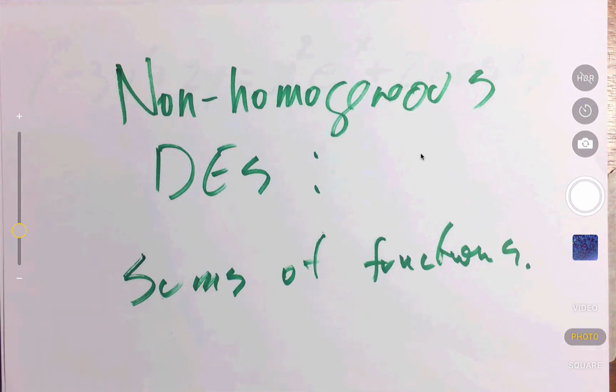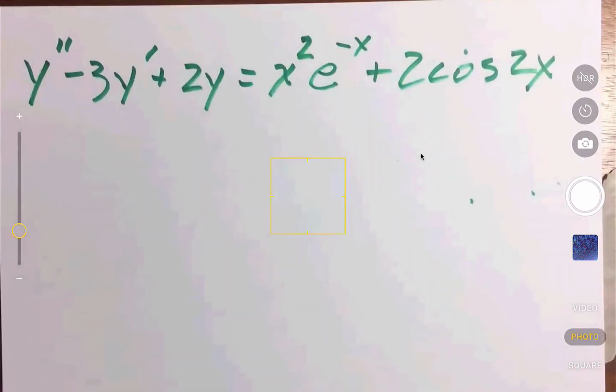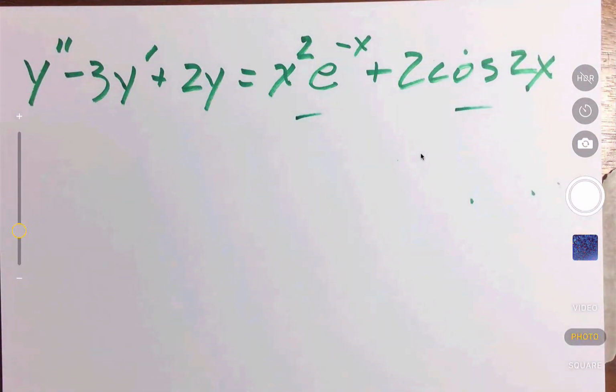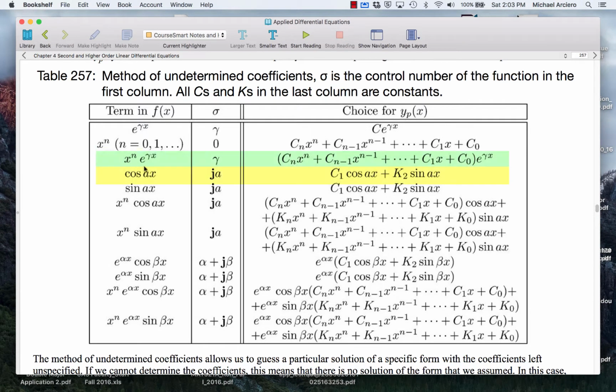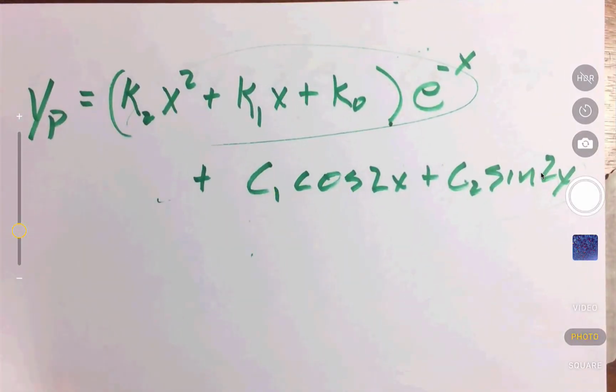We'll look at what happens if we have a sum of functions for our forcing function in a non-homogeneous equation. Here's an example. So here we have two functions that are of the type that we see in the table in Dobrushkin. We've got one like this and then one of these. So what we need to do is include in y particular a term that looks like that and a term that looks like this. We're going to get a particular solution of this type.